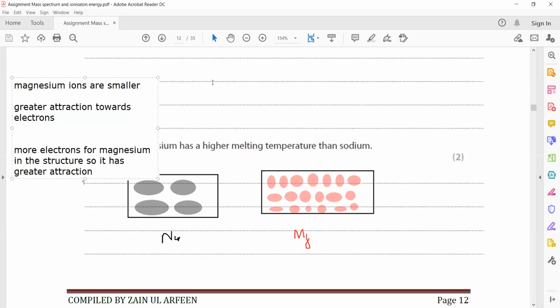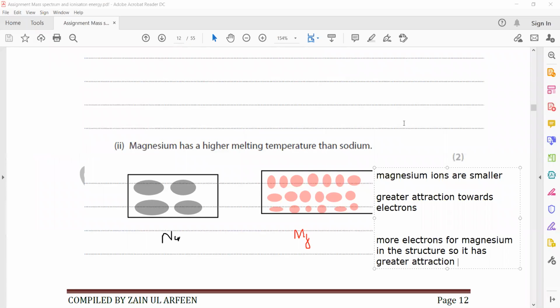The reason why magnesium has a higher melting temperature than that of sodium: sodium ions are larger, so there is weaker attraction towards the delocalized electrons, whereas magnesium has +2 charges on the positive ions, so stronger attraction, and the ions are small also, so greater number of charges as well as stronger attraction.